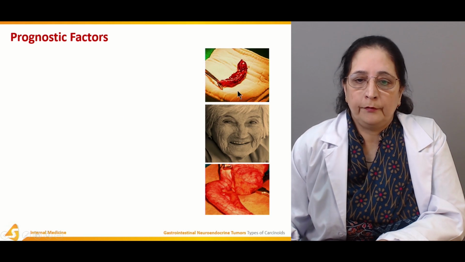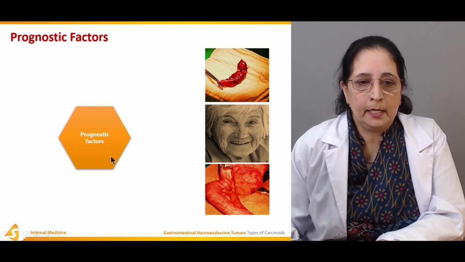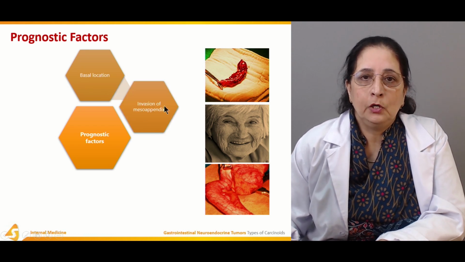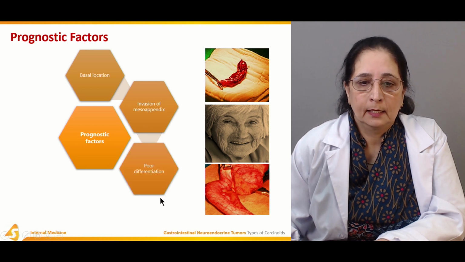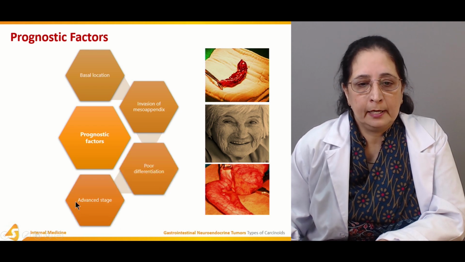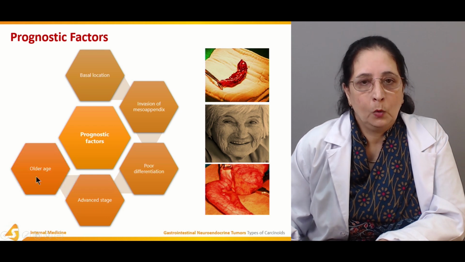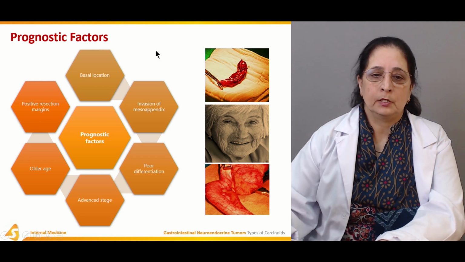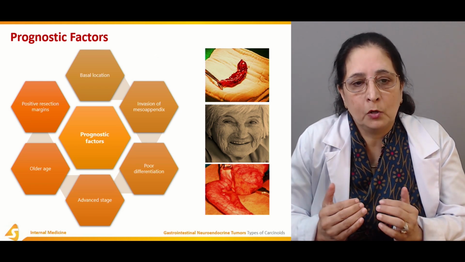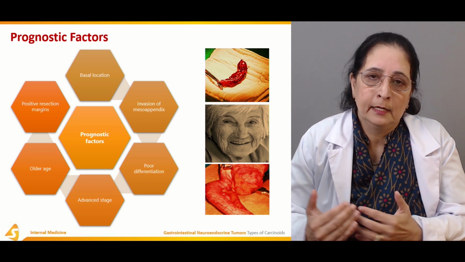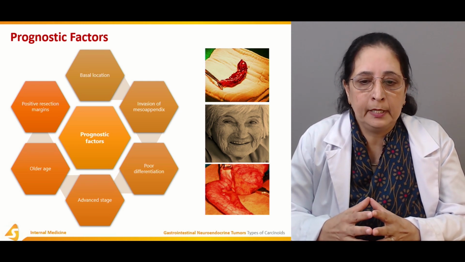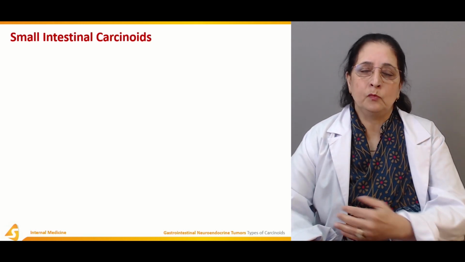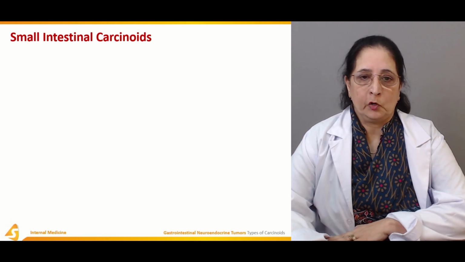Prognostic factors of appendiceal carcinoid are basal location, invasion of the mesoappendix, poor differentiation, advanced stage, older age, and positive resection margin. So these are some prognostic factors that tell us the prognosis of the appendiceal carcinoid. Next is small intestine carcinoid.